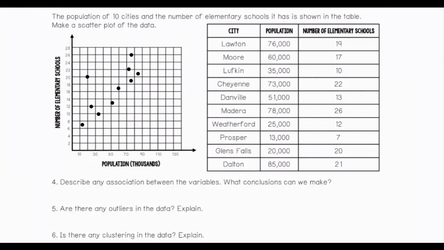Now looking at our questions, we have question 4, describe any association between the variables. What conclusions can we make? Now looking at our scatter plot's data, we can see that as our population increases, our number of elementary schools increase, making this a positive association. This tells us that the bigger the population a city is, the more elementary schools a city should have.